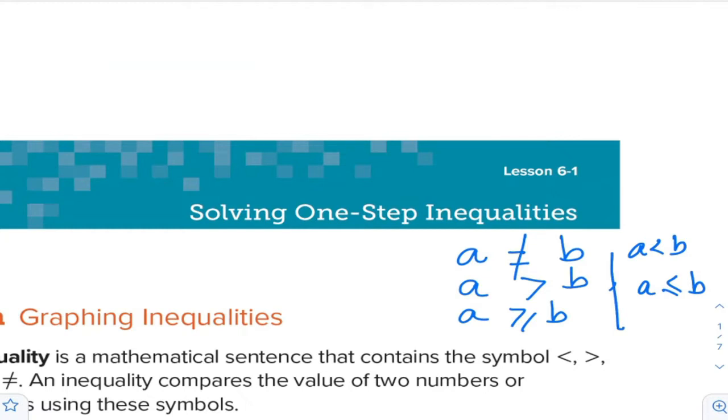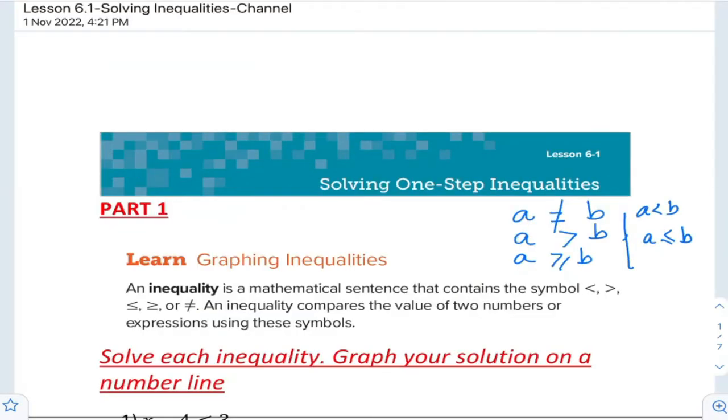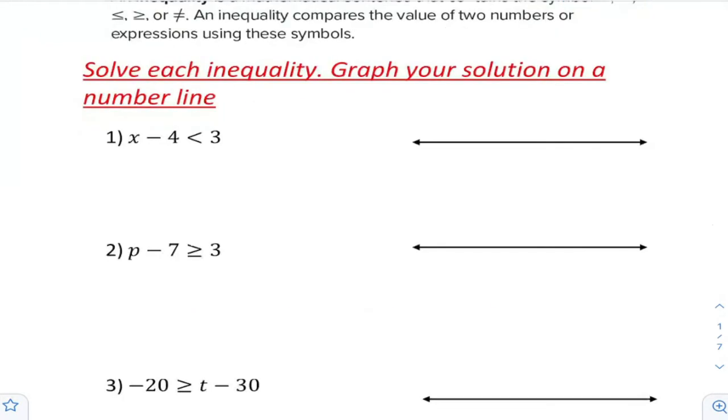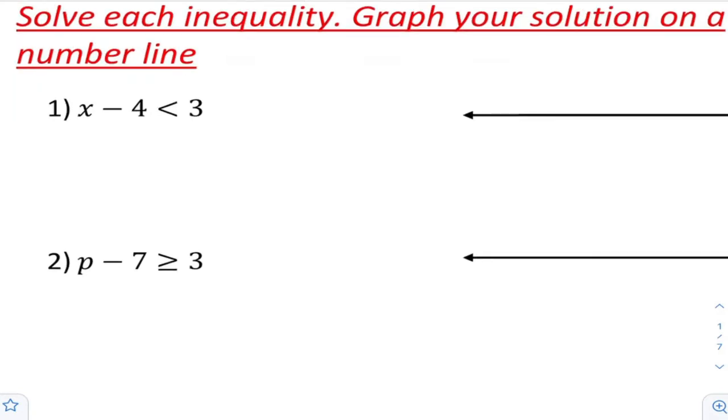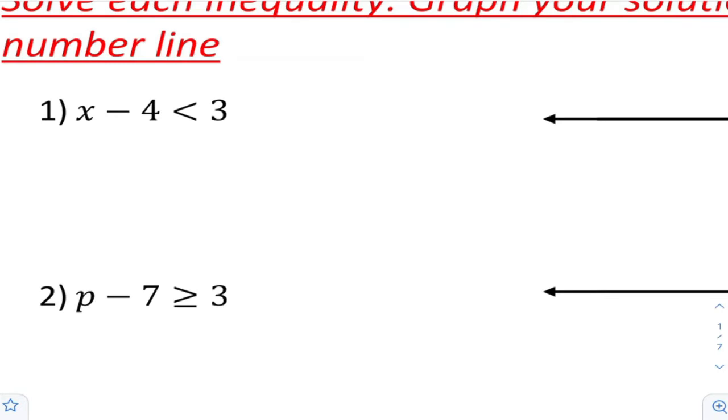In solving the inequality, we will use almost the same techniques, with some differences in multiplication and division. So we will start solving now. Solve each inequality. Graph your solution on a number line. Let's start solving. Number 1. X minus 4 less than 3.